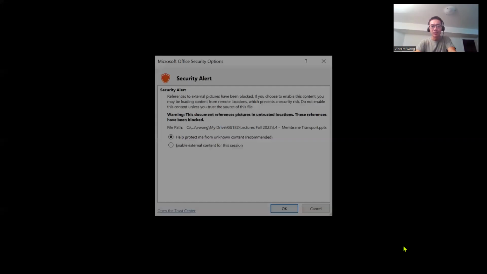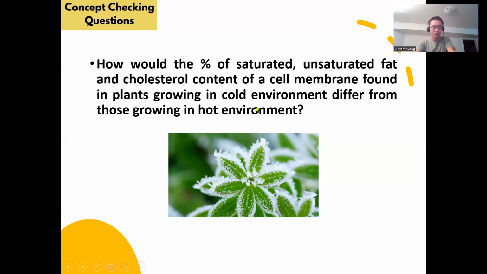Now here is another important slide that you have to know. This is the other short answer question that you have to do on quiz number 2. If you want to watch this, it would be at roughly the hour and a half mark of the recording. So this is the question. How would the percent of saturated fat, unsaturated fat, and cholesterol content of a cell membrane found in plants growing in a cold environment differ from those growing in a hot environment?